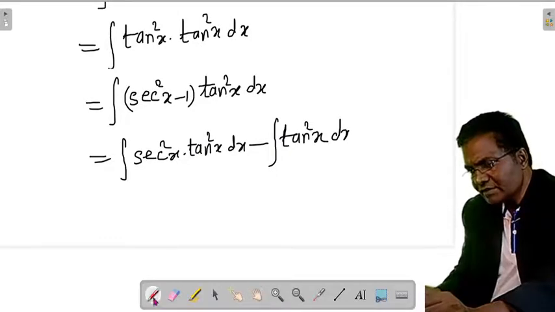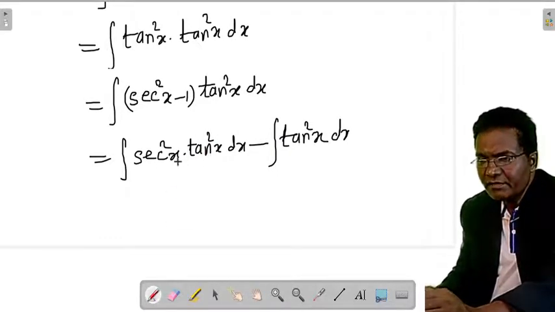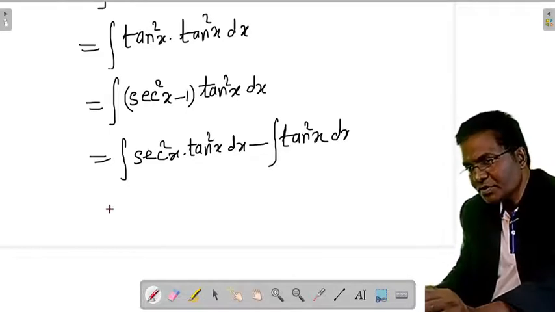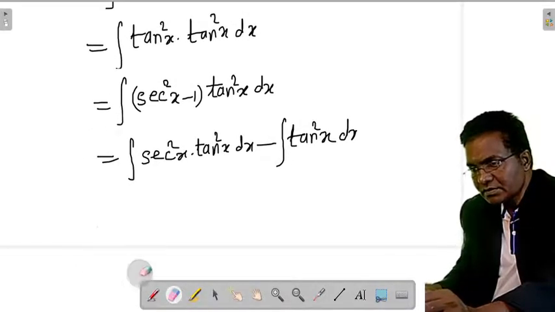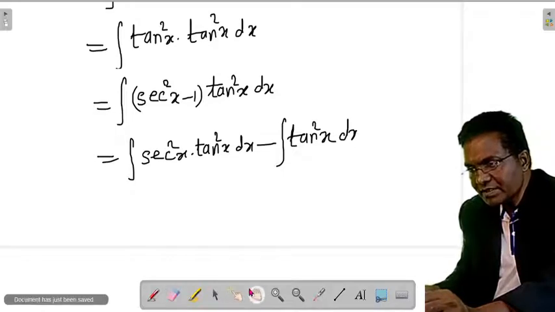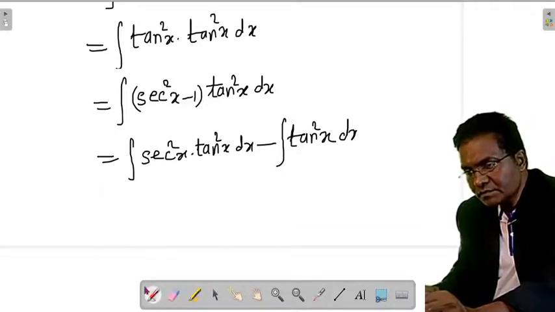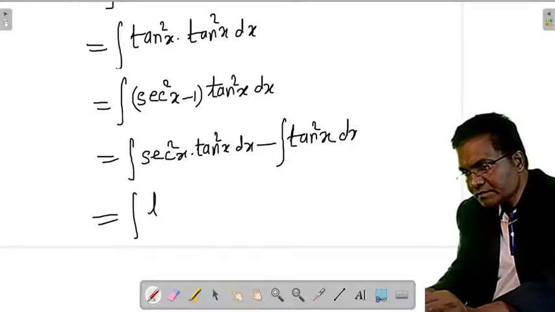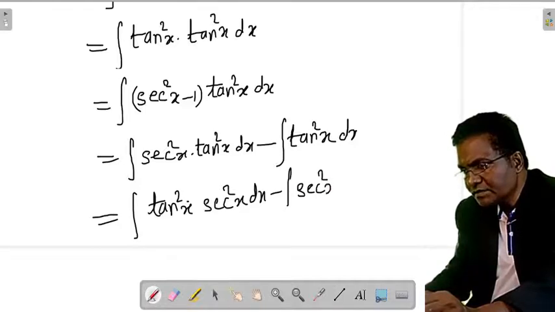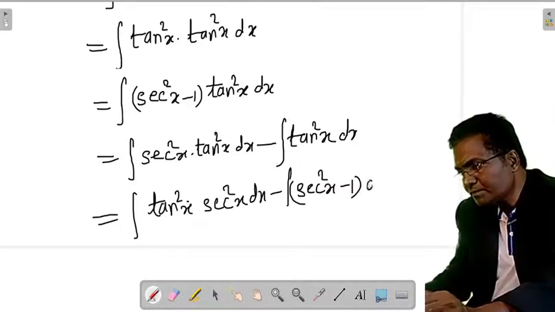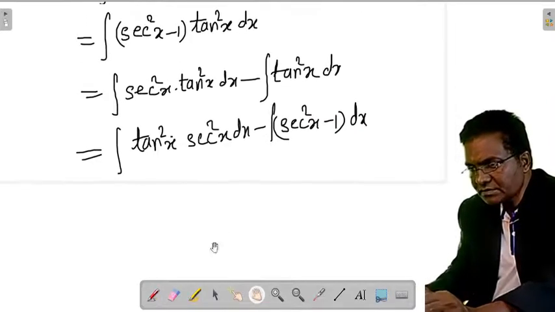Now again look at this. Derivative of tan is secant square. So you can put, or better, I'll make one small arrangement. Okay, I can write like this. This is tan square x into secant square x minus this tan square, which can be written again as secant square minus 1, dx. Okay.